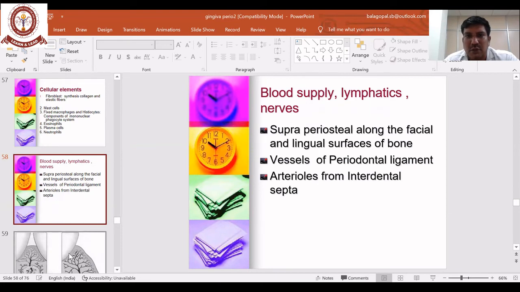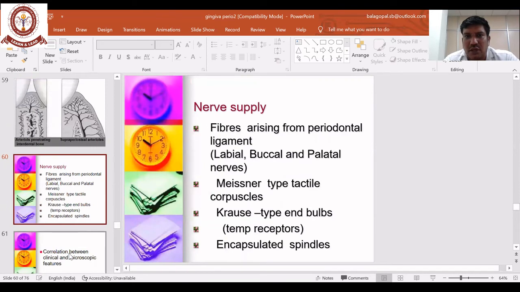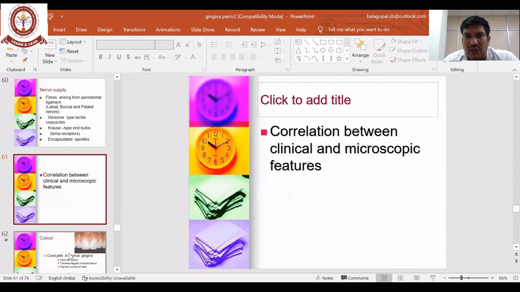And the important thing about the gingiva is the blood supply and the lymphatics. Supraperiosteal arterioles along the facial and lingual surface of the alveolar bone, vessels of the periodontal ligament, and arterioles from the interdental septa are the blood supply of the gingiva. You can see the picture of the blood supply of the gingiva: arterioles penetrating from interdental bone and supraperiosteal arterioles. Nerve supply: fibers arising from the periodontal ligament, labiobuccal and palatal nerves, Meissner-type tactile corpuscles, Krause-type end bulbs, and encapsulated spindles.